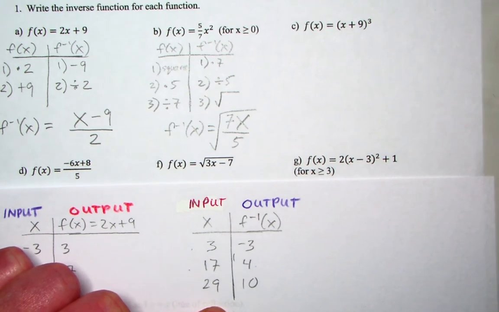And if we made a table of values that worked for f of x, and then we switched them for x and y for the inverse, we would find that it actually works out. But this undoes whatever f of x does.